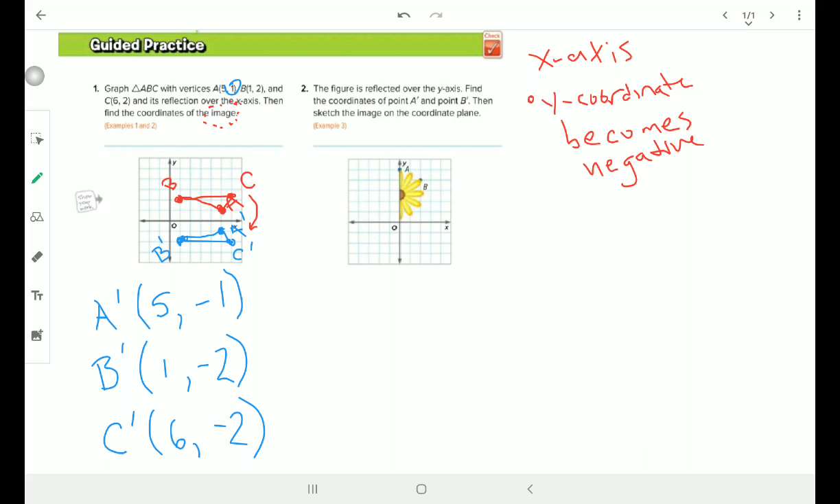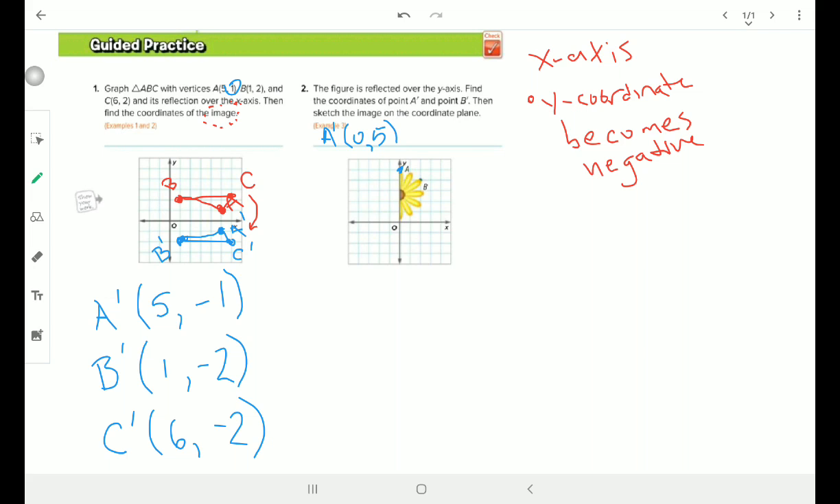Okay, let's start with point A. Notice point A right here is on the y-axis, right? So if we reflect it over the y-axis, that point A cannot change. Okay, it's going to stay on the y-axis. So point A, or point A prime, I should say, is going to stay the same coordinate. So notice we go 0 on the x, so that's 0, and we go up 5. So 0, 5. So that is A prime.